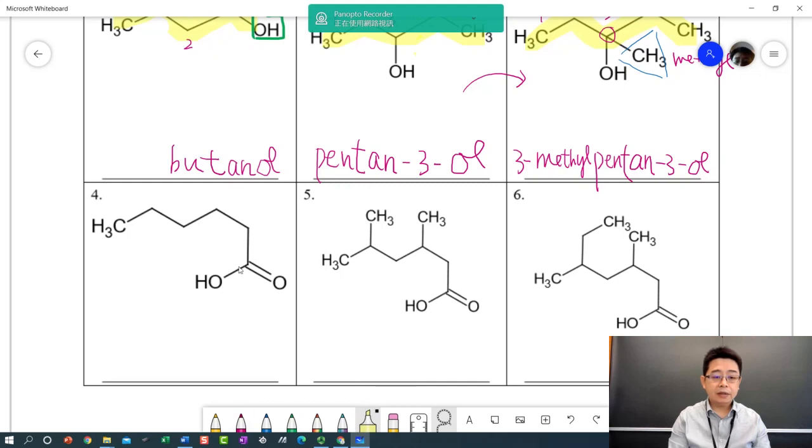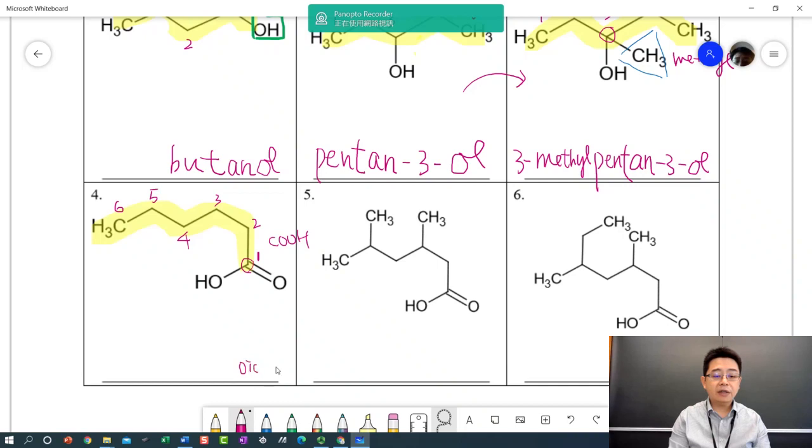Now, include the carbon attached to the functional group. This is the carbon attached to the functional group, the COOH group, right? So I should include this carbon in the parent chain. Start from here actually. So even for the numbering, I start from here: 1, 2, 3, 4, 5, 6. Okay, now this one has no substituent, and then let's finish the answer: it will be -oic acid, right?